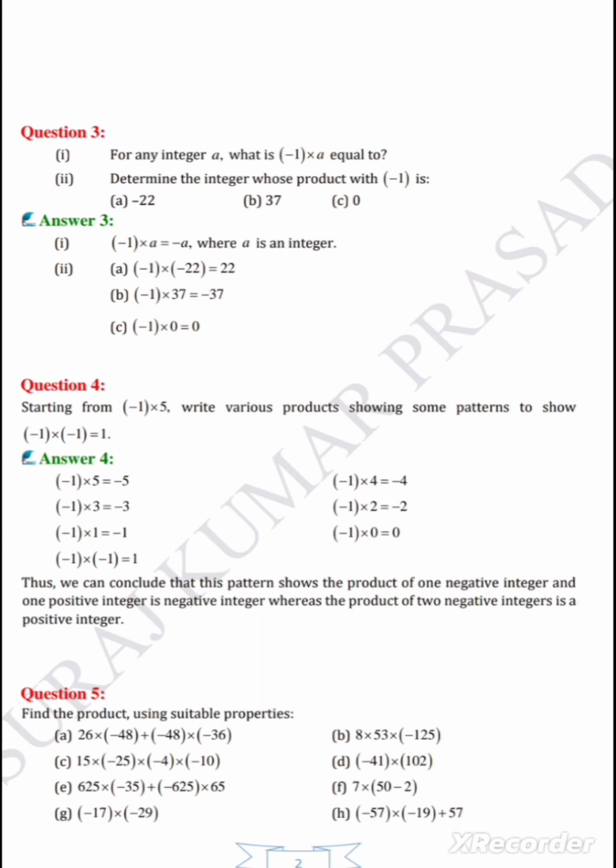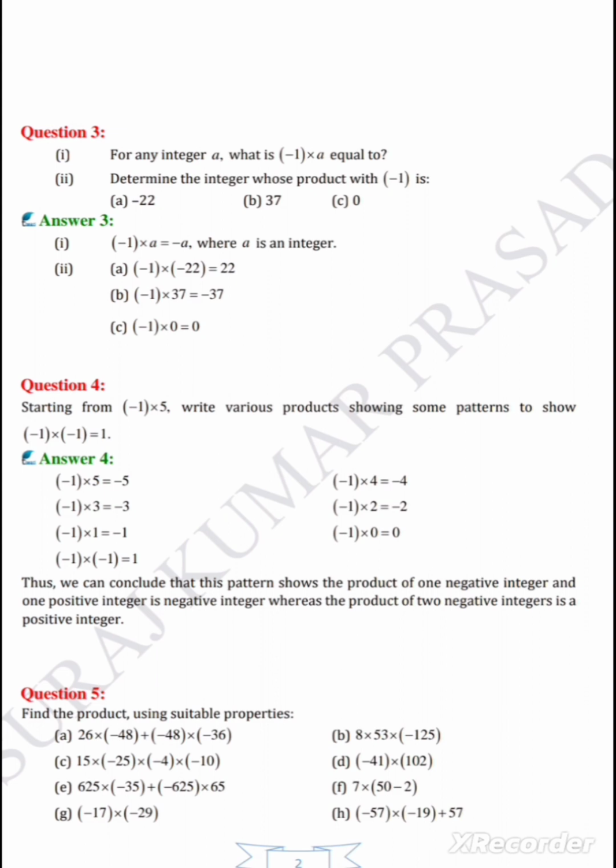And second one, determine the integer whose product with minus 1 is a. minus 22, b. 37, c. 0. Answer A: minus 22 into minus 1, minus into minus is plus, and 22 into 1 is plus 22. B: 37 into minus 1, 37 into 1 is 37, and minus into plus is equal to minus, so that we get minus 37.